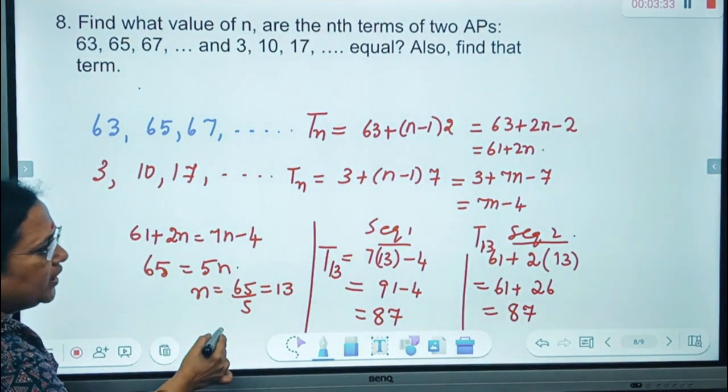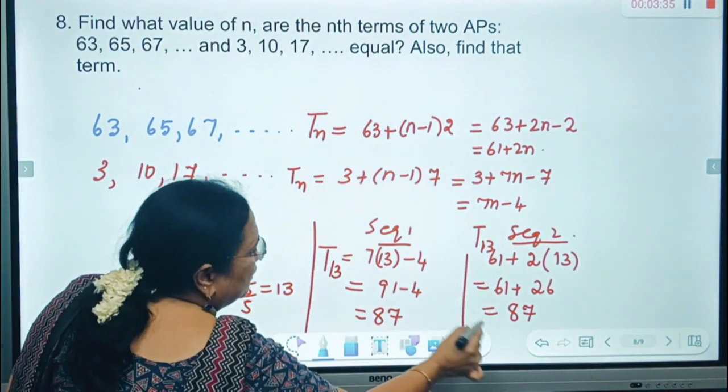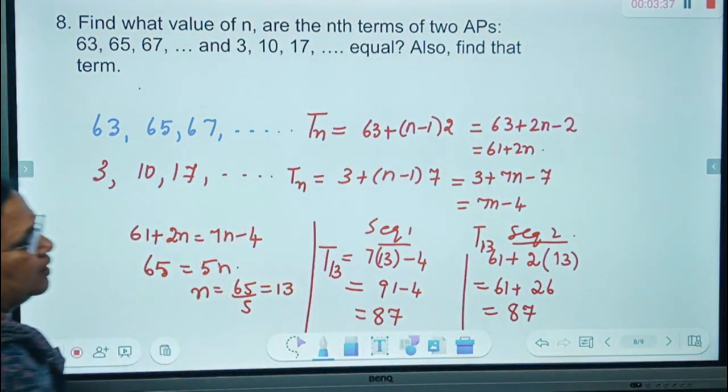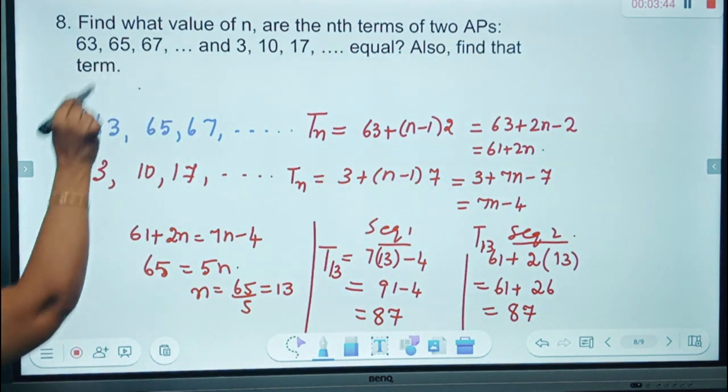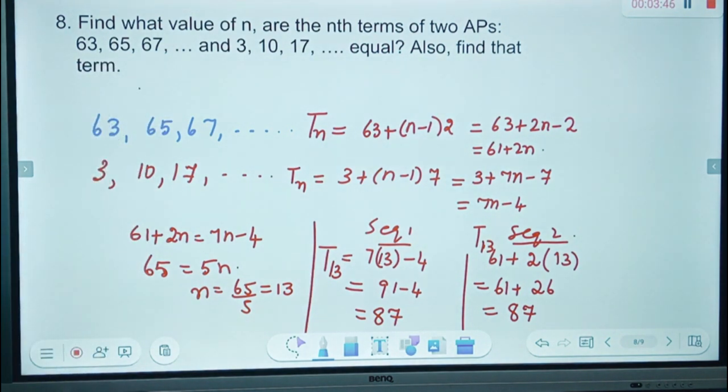When n is 13, both the sequences, if you take the nth terms, are equal. And what are they equal to? 87. What is the term number? 13. So for both the sequences, the 13th term is the same. And what is the 13th term? 87.